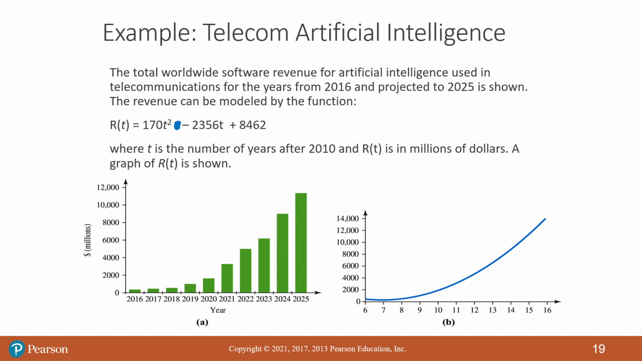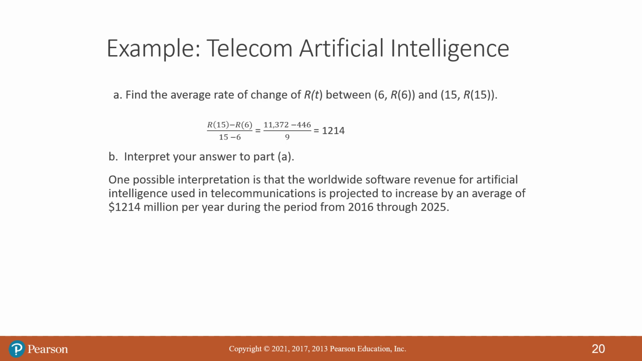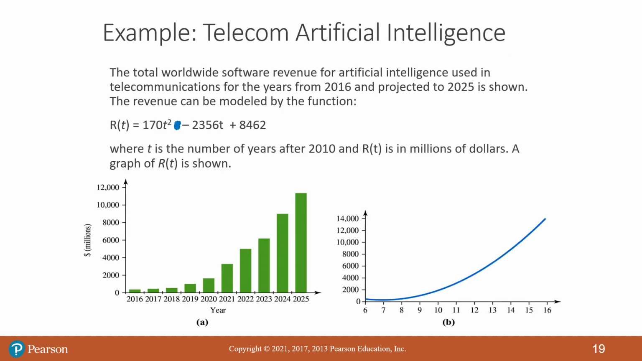Okay, so we have the original bar graph here, and beside it we have a line representing that graph. Now we want to find the average rate of change of r of t between 6, r of 6, and 15, r of 15. Now I'm going to take you back to the graph, and I'm going to write over here that we're looking for 6, r of 6, to 15, r of 15. Okay, that's what we're looking at. And I just want to graphically illustrate what we're looking for here.